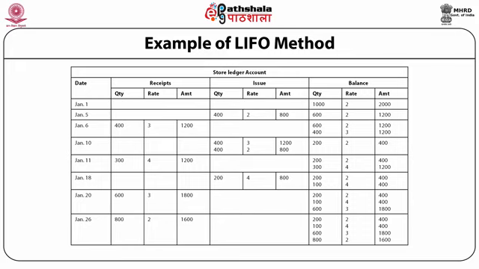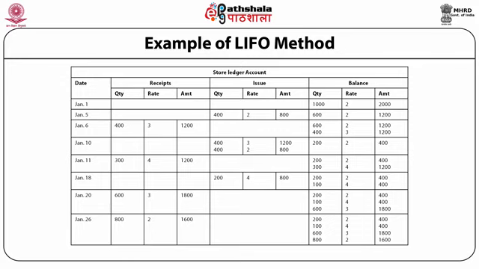On 6th January, an additional 400 units were purchased at the rate of 3, and now in stock there were 1000 units, in which 600 units were at the rate of 2 and 400 units at the rate of 3. Now, when we have to make an issue on 10th January, the issue was of 800 units.